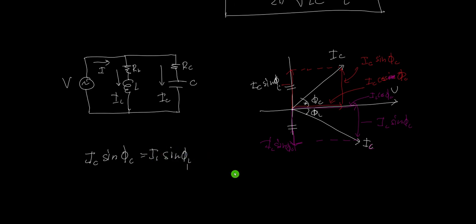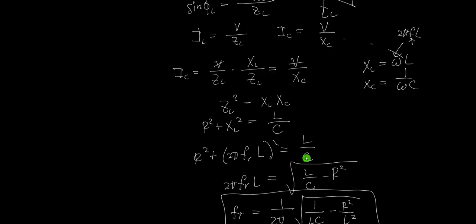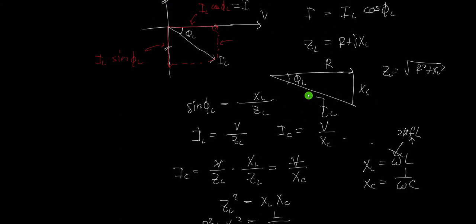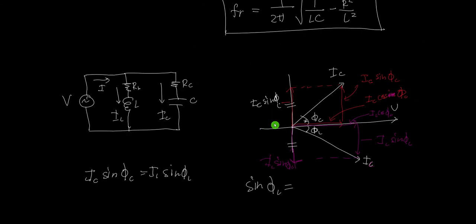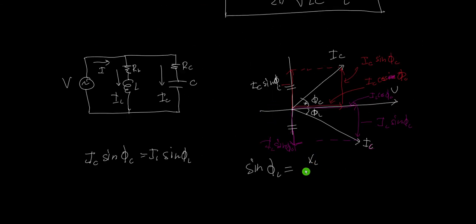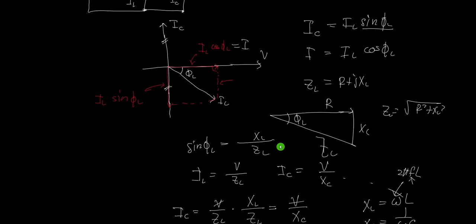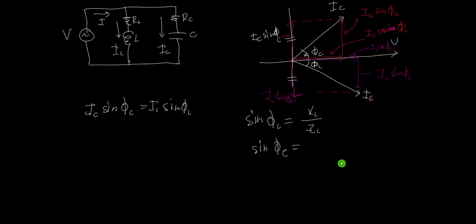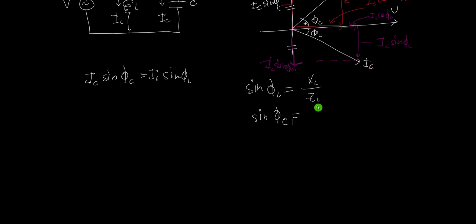And we can derive again sine phi L from our previous discussion here. Sine phi L is XL over ZL. So this will be XL all over ZL. And the same is true for sine phi C. Let's just rename this to C instead of L. This is also equal to XC all over ZC.